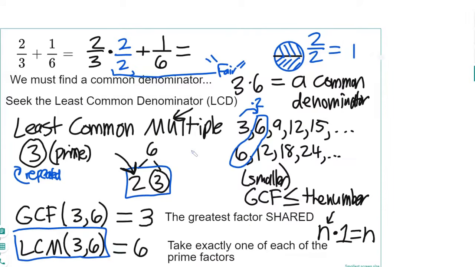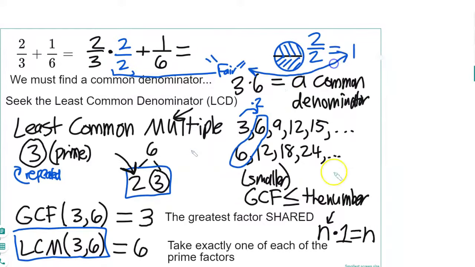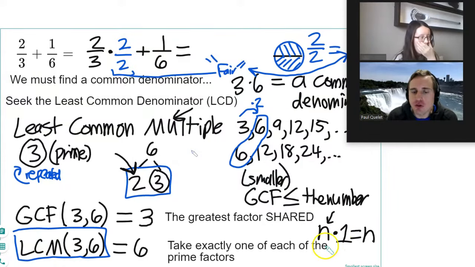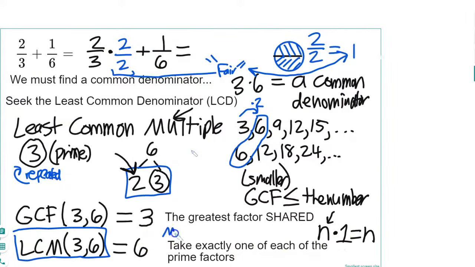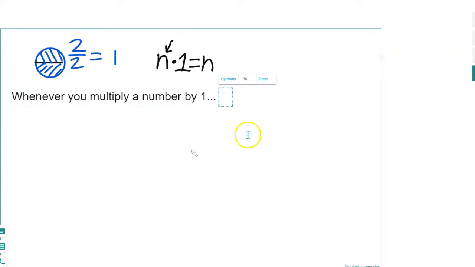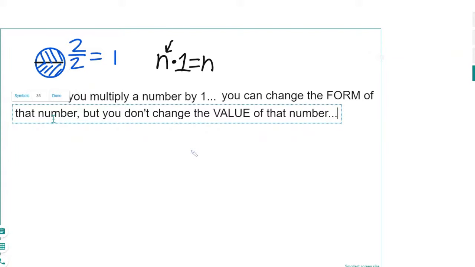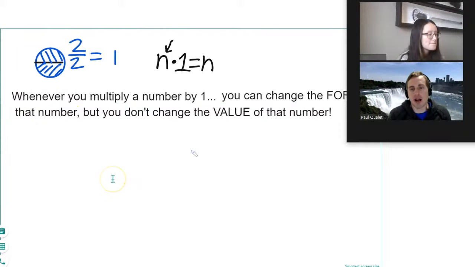But anyway, the reason I bring all that up is because here's the deal. When you multiply by 2 over 2, you're basically multiplying by 1. And when you multiply by 1, have you changed the value? No. So the thing is, whenever you multiply a number by 1, you can change the form of that number, but you don't change the value of that number. This is an important idea. It's a very important idea.